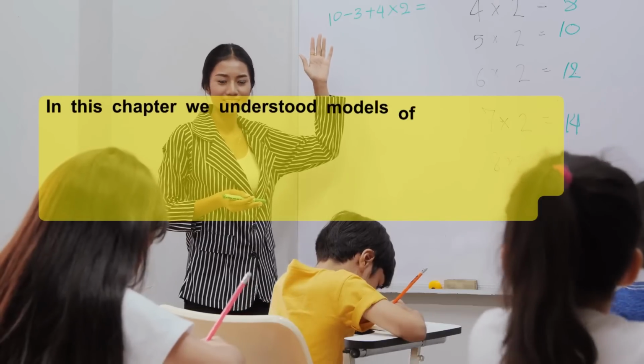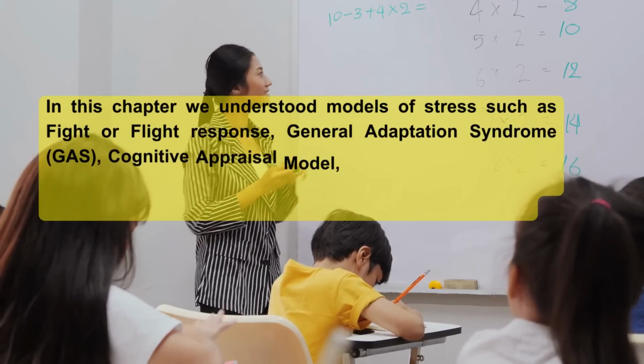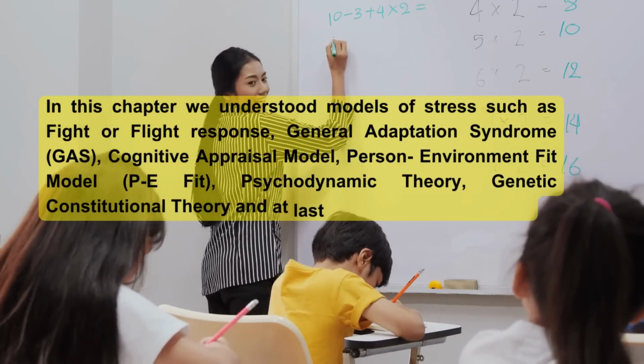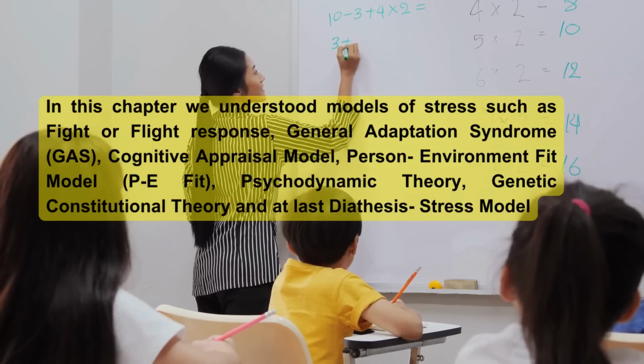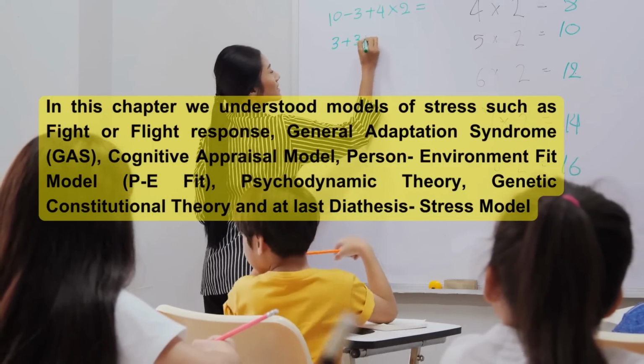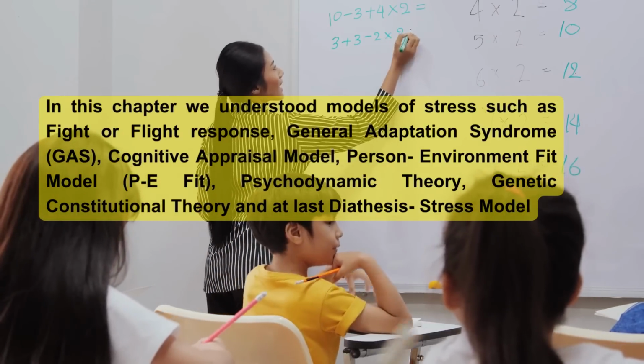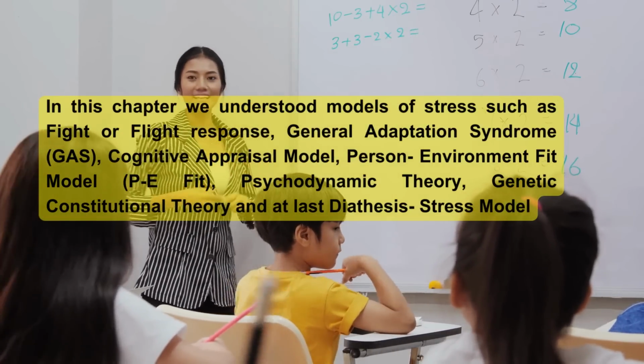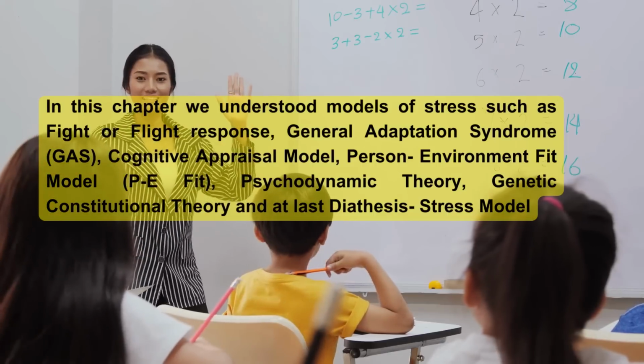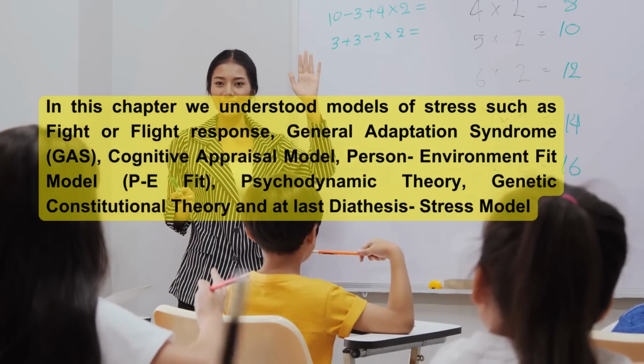In this chapter we understood models of stress such as fight or flight response, general adaptation syndrome, GAS, cognitive appraisal model, person-environment fit model, PE fit, psychodynamic theory, genetic constitutional theory, and at last Diathesis stress model.